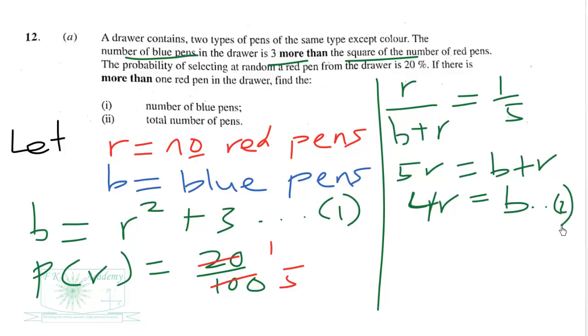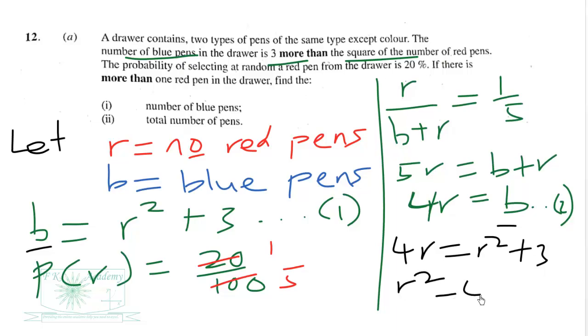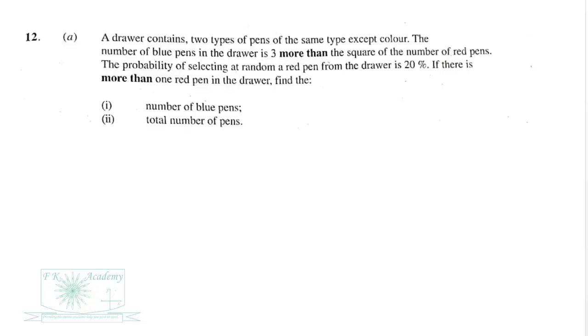Let's put equation 2 in equation 1. So whenever we see b, we put 4r. So we have 4r is equal to r squared plus 3. Or in other words, r squared minus 4r plus 3 is equal to 0. This is a quadratic equation that we have to solve. So remember, we are solving r squared minus 4r plus 3 is equal to 0.